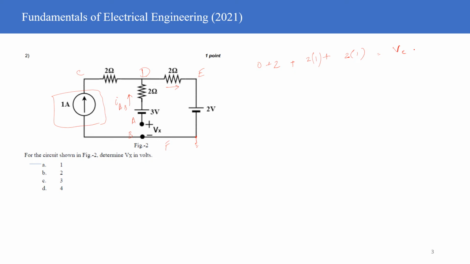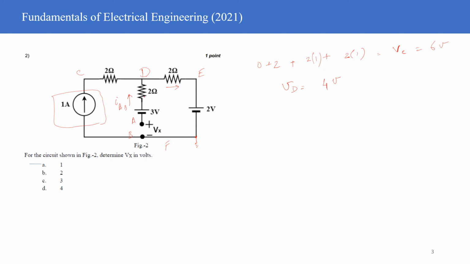So the node potential at C is nothing but 6, right? From this particular equation, it's 6 volts. Okay, and how about the node potential at D? From the very same logic, it will be equal to 4 volts, right? Okay, so what's going to be the potential across Vx?